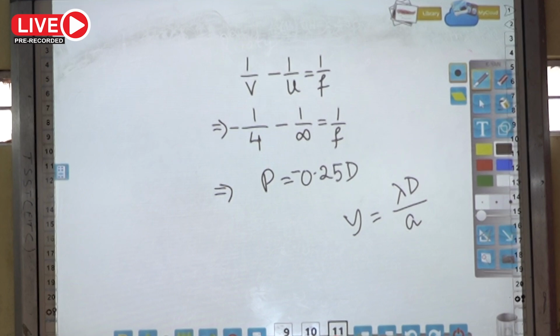Because y by d is actually sine theta. So a sine theta equal to n lambda, n is 1. And then we put sine theta equal to this one, y by d.